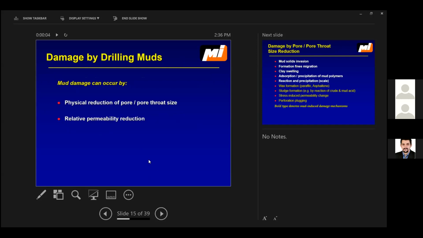Damage by drilling muds. Mud damage can occur by physical reduction of the pore throat size and relative permeability reduction. This is what we said before in simple terms.